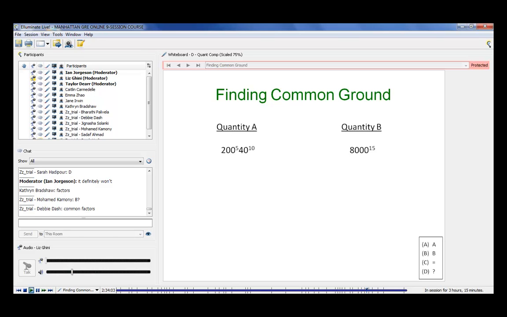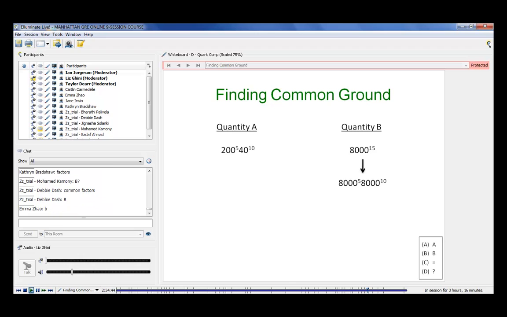What else do you see? Before you guess, common factors. Right, Debbie. I also see, and this is an even easier way to do it, the exponents 5 and 10. Here the exponent is 15, so I could rewrite this as 8,000 to the 5th times 8,000 to the 10th. Now if I'm comparing these sides, what do you think? It should be a lot easier to see. Come up with an answer and post it.